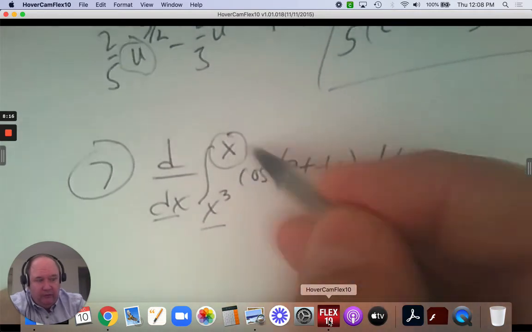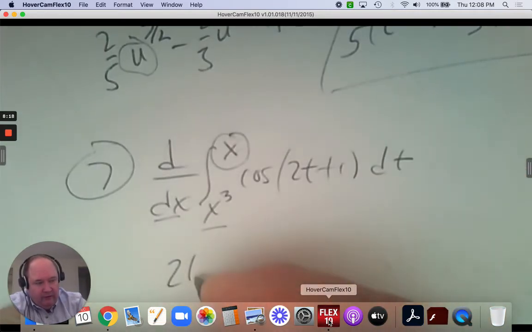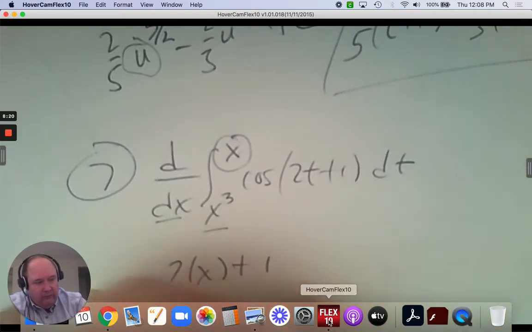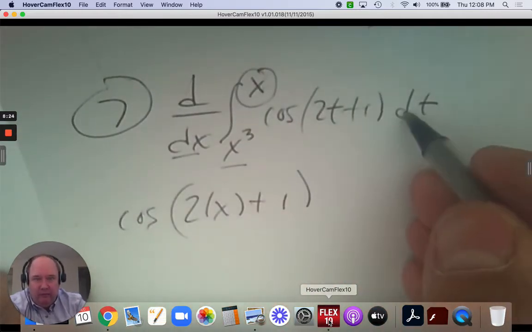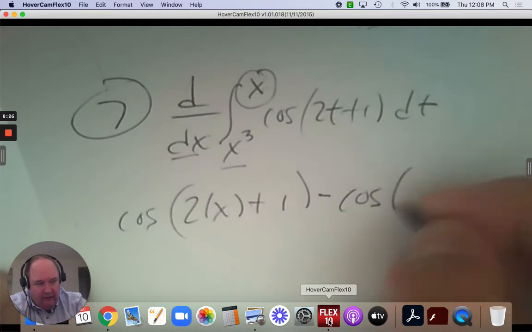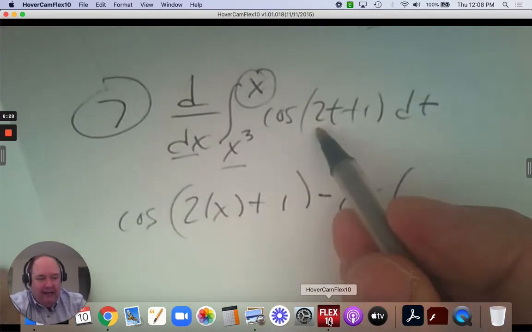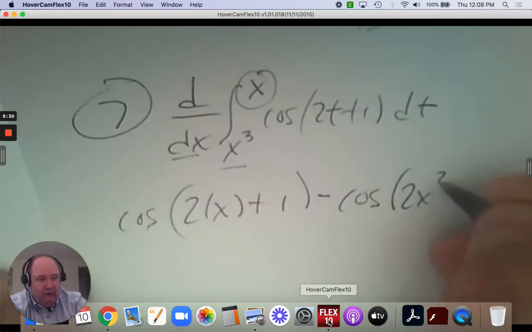So you substitute in the upper bound. That's 2x plus 1. Cosine of that. So the cosine of 2x plus 1, subtract the cosine. Now plug in x cubed. That's 2x cubed plus 1.